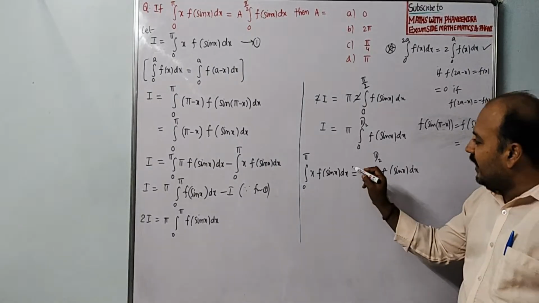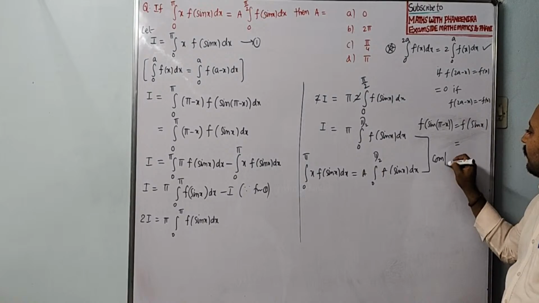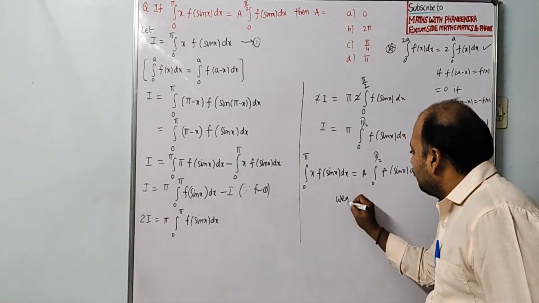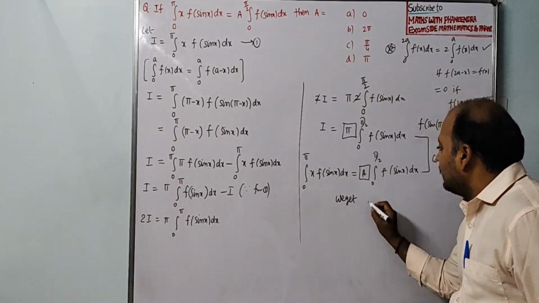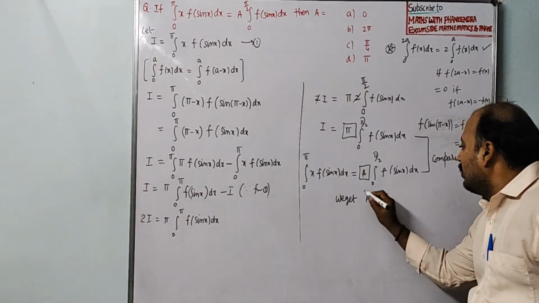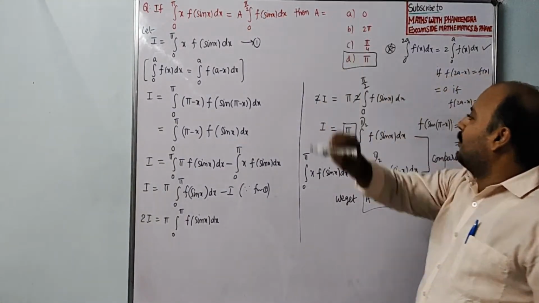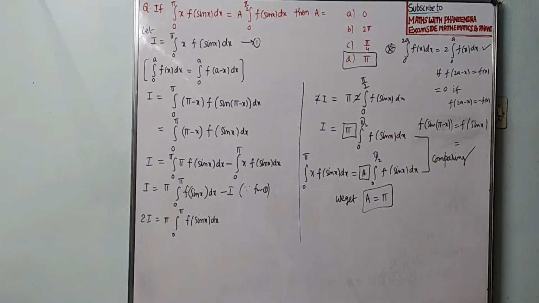So by comparing these two, we get this value pi, here this value is a. A is equal to pi. They are asking to find the value of a only. So the value of a is pi, dear students. Here the properties are very important in definite integration. I hope you know that, sir.